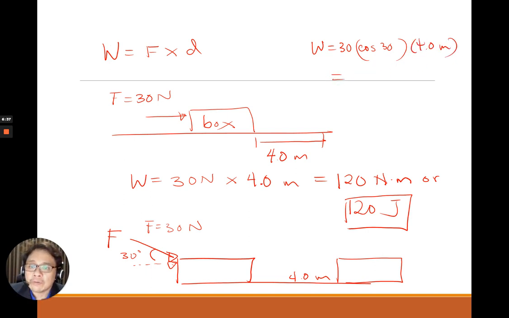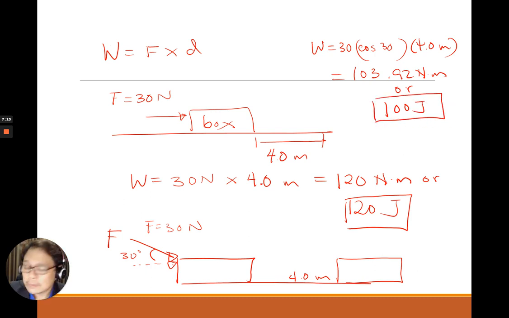Okay, so computing for that, what do we get? 30 times cos 30 times 4. This will give us 103.92 Newton meter, or we can have 100 joules, when we use significant figures.